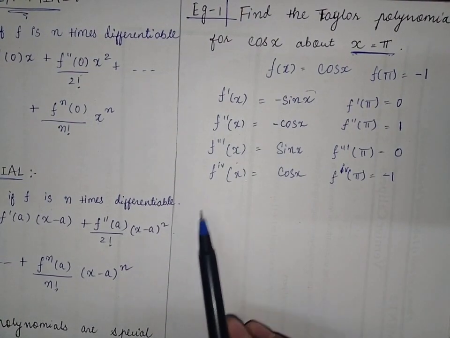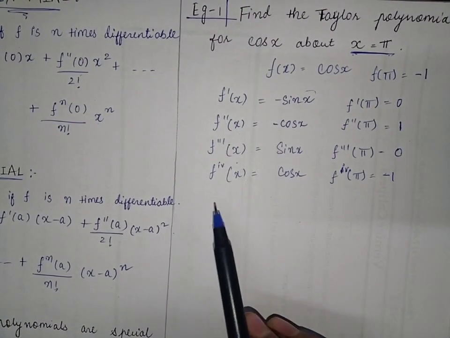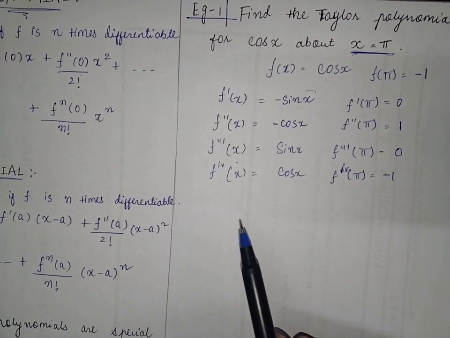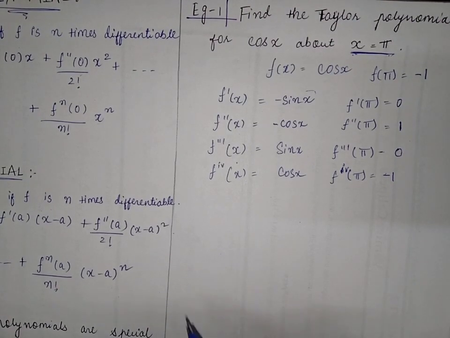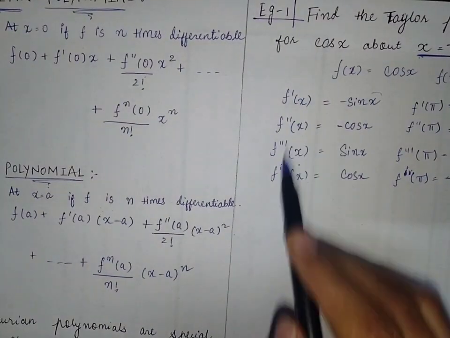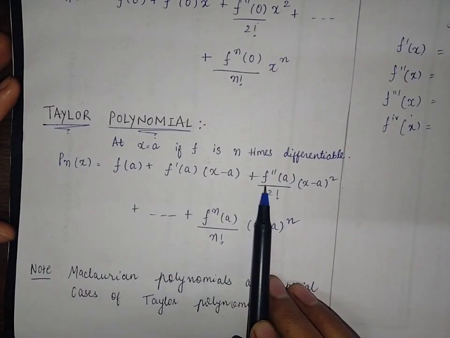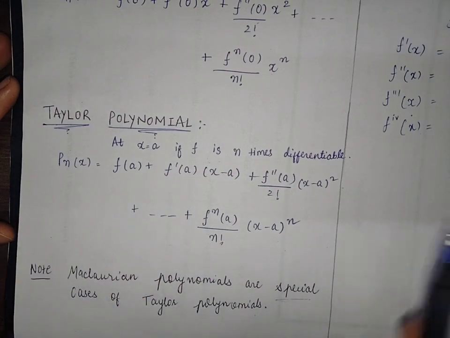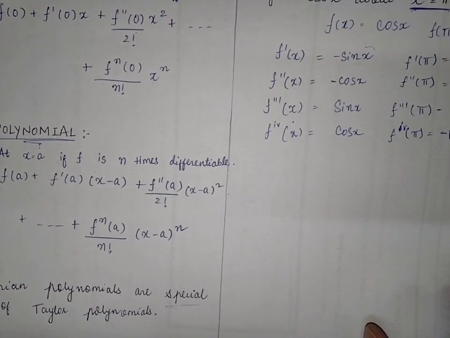So during that time you have to differentiate up to third or fourth order. Okay, so we have differentiated. Now we will put all these values in the Taylor polynomial, the standard Taylor polynomial. So we will get the Taylor polynomials.